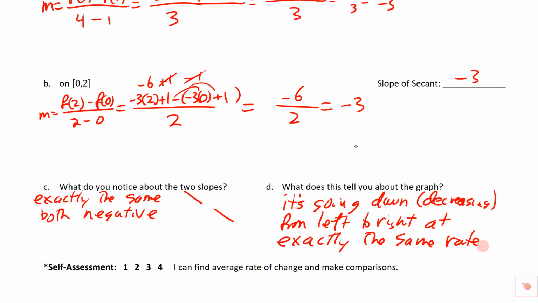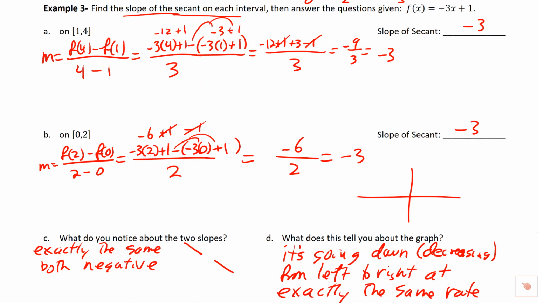So if you think about it, what this means is we've got this graph on the interval from 1 to 4 and from 0 to 2. So from 0 to 2, it's going down at a rate of -3, and then from 1 to 4, it's going down at a rate of -3. So it's a straight line, and we can kind of tell that by looking at the function. This is a linear function, so it should go down in a straight line. So it kind of confirms something that we already know.